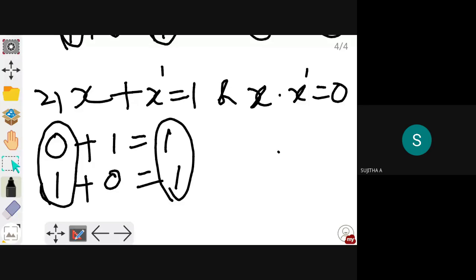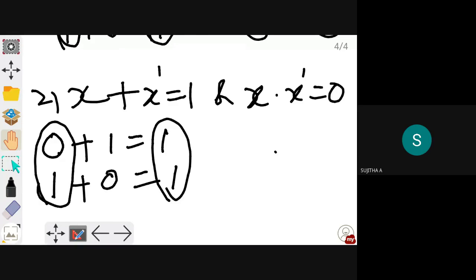Suppose you have forgotten the law, whichever law you forget, if you forget what x plus x dash is, you substitute the values 0 and 1 and see what you get. Then you can easily remember the law. If you substitute 0 you get 1, and if you substitute 1 you also get 1. So x plus x dash is equal to 1.